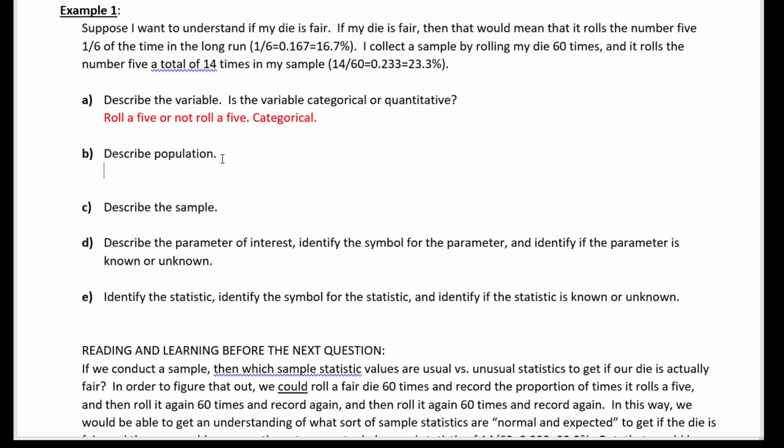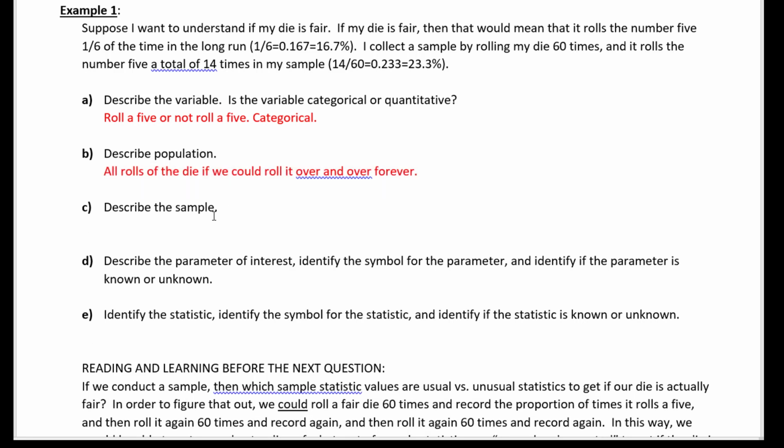Second, it asks us to describe the population. In this case, the population is all of the rolls of this die forever and ever. If in the long run I could just roll it over and over and observe the number that it rolls, that would be the population, all rolls of the die. Now, obviously, we can't roll the die forever and observe what proportion of times it rolls a 5. So instead, we take a sample from that population. And in this case, we rolled the die 60 times.